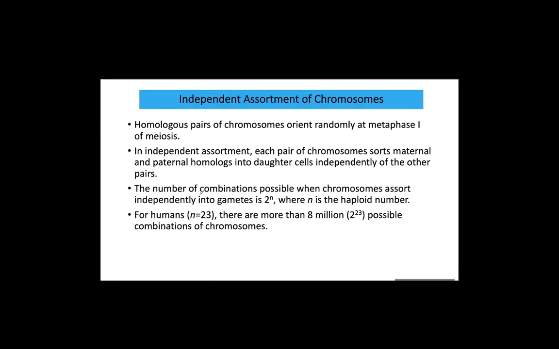In this kind of independent assortment, each pair of chromosomes sorts maternal and paternal homologs into daughter cells independently of the other pairs. Therefore, the number of combinations possible when the chromosomes assort independently into gametes is 2^n. So how can we estimate the possible combination number? N is the haploid number. In the case of a human, n equals 23. So you have to multiply 2 by 2 by 2, 23 times. It gives 8 million possible combinations of chromosomes. This number is more than enough to produce genetic variability.